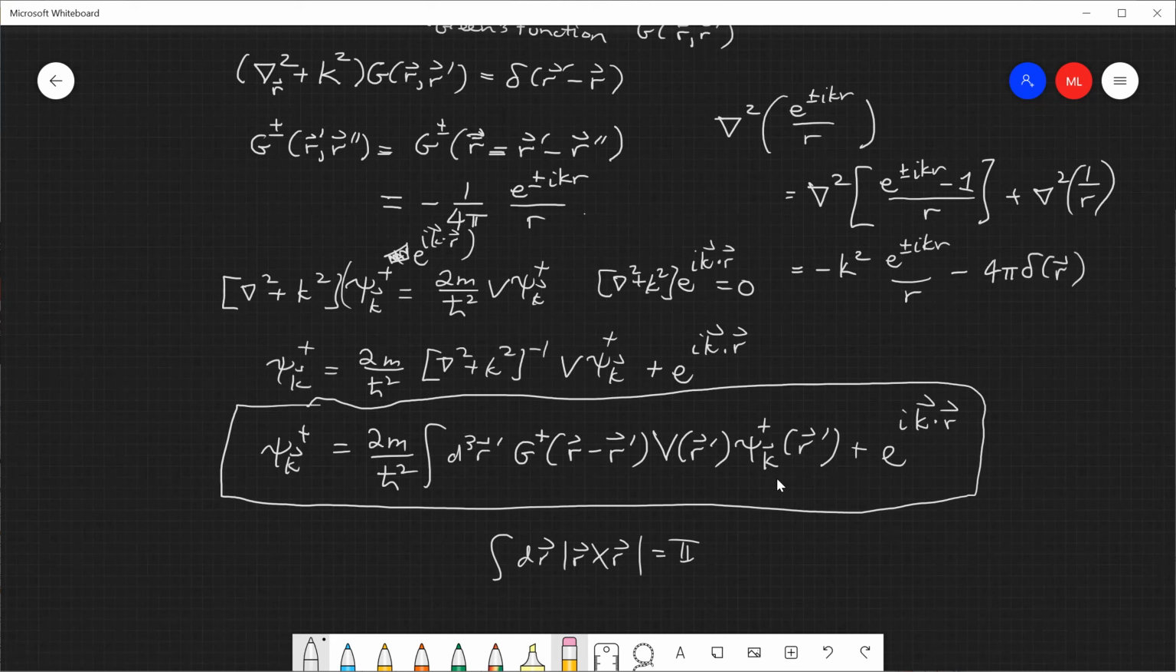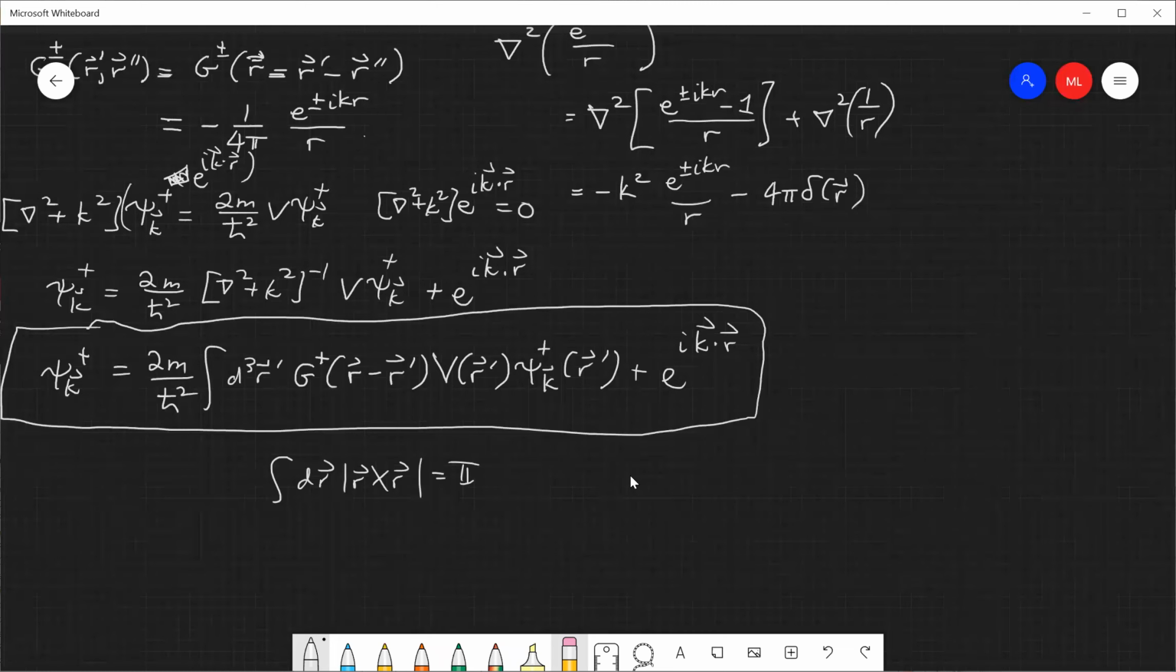But this is basically a reformulation of the Schrodinger equation in such a way that it's more obviously connected to a scattering solution. And this has a name. It's called the Lippmann-Schwinger equation. And it's kind of like the basis to start with our analysis of scattering, the general analysis. Any questions about that?